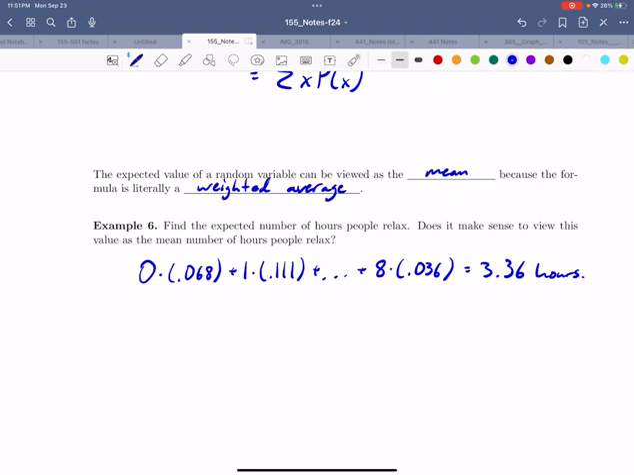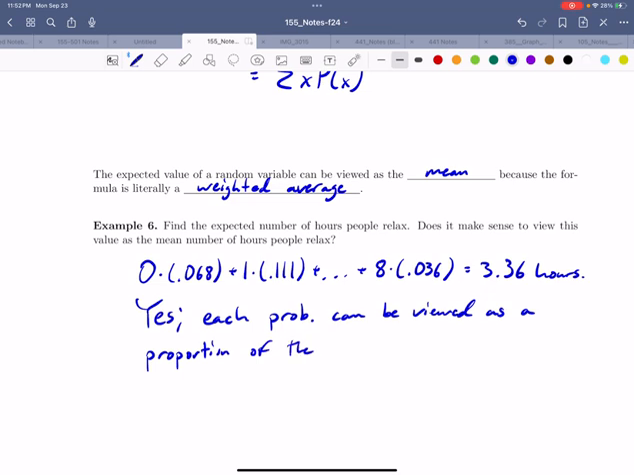So does it make sense to view this value as a mean number of hours people relax? You can pause this a minute and think about it. But yes, it does. Yes, we could say each probability can be viewed as a proportion of the population of 1,666 individuals that were studied.